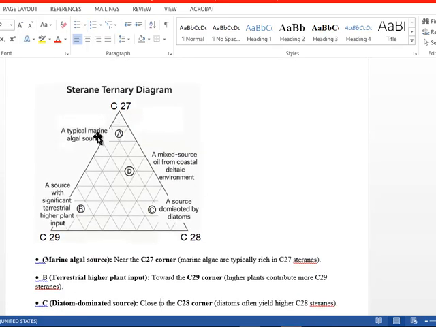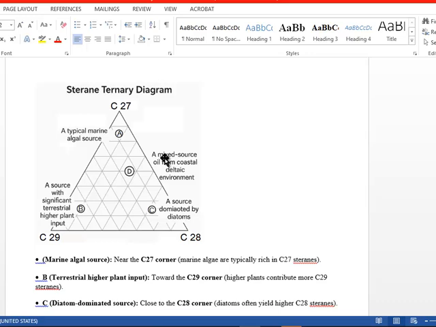You can see it. B, you have a source with significant terrestrial input. This terrestrial means it's land, right? So that means it's C29. That means the rock is on land. It's not in the water. Then a source dominated by diatoms. So these diatoms, although they are also marine, will give you C29 steranes.